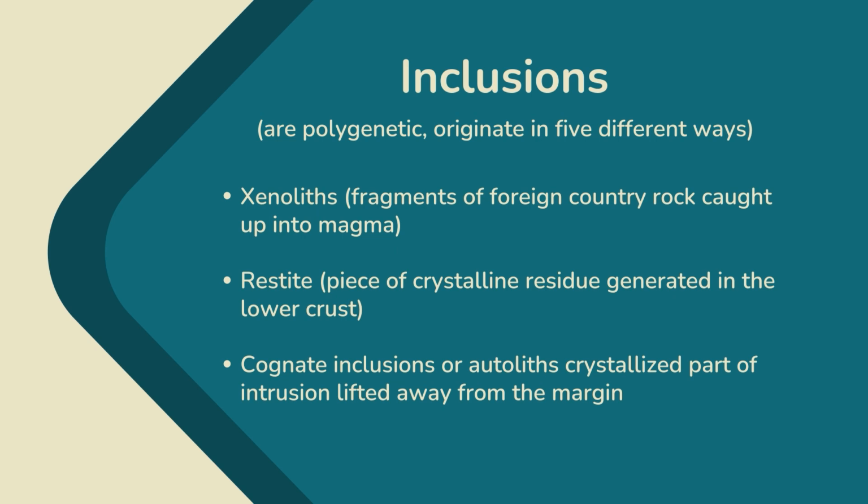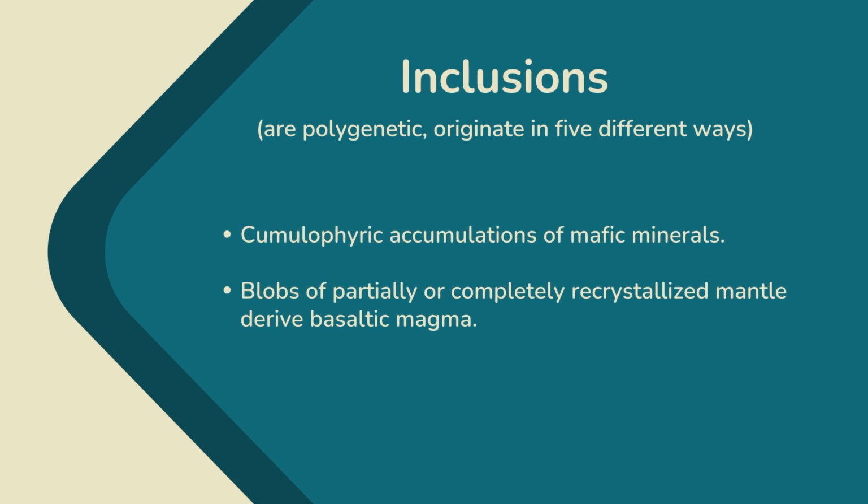Restite is an aluminous body. Normally it is derived during partial melting of the mantle, and the clay material is incorporated in the magma. Sometimes cognate inclusions, or autoliths, are crystallized parts of the formation lifted away from the margin, and a cumulate is the accumulation of mafic minerals or big crystals at one place. Blobs are partially or completely recrystallized mantle-derived basaltic magma.